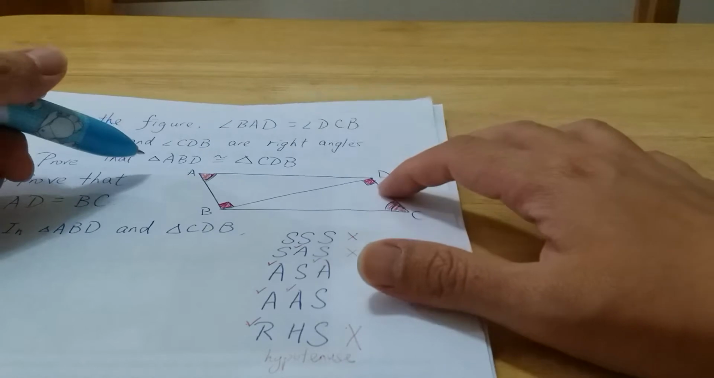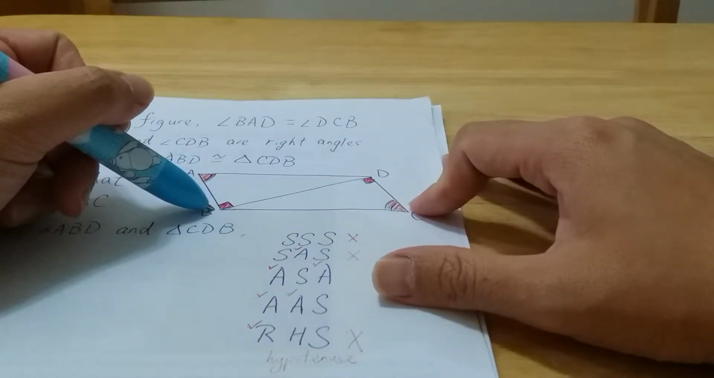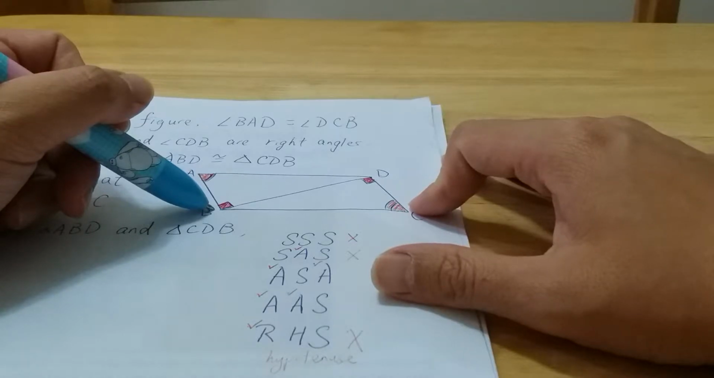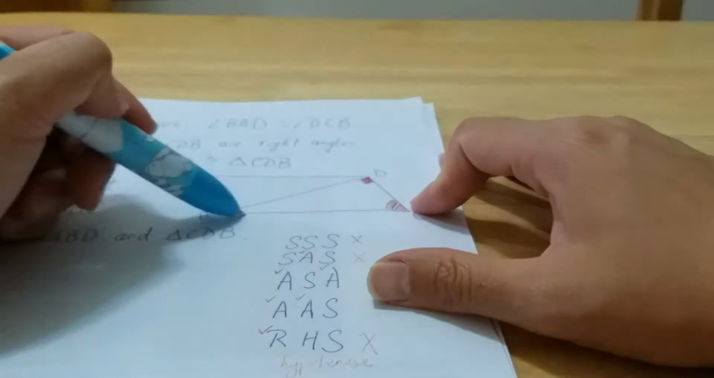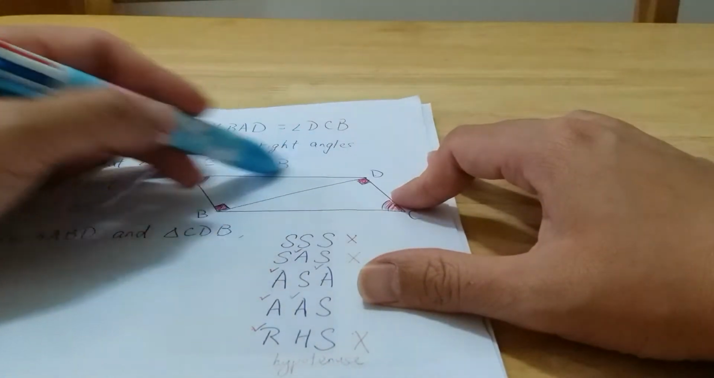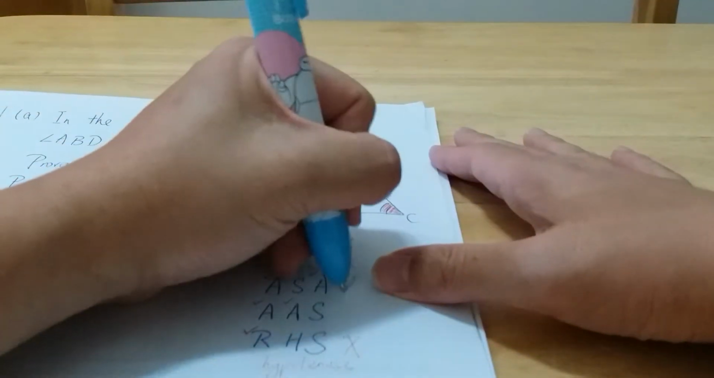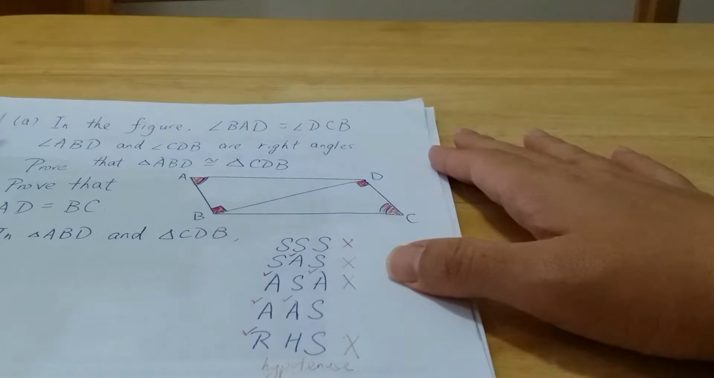Now, the last one, for ASA, we must find a side to put in the middle of them. That is AB equal to DC. Are they equal? The answer is no, because we do not know if this is a parallelogram or not. In the question, we do not have anything that tells you that AB equals DC. So we will not use ASA also. So the final one is AAS.